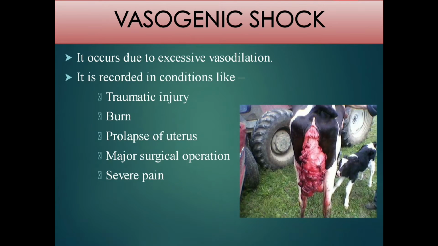Coming on to vasogenic shock. Vasogenic shock is recorded in severe traumatic injury, prolapse of uterus, in case of severe burns, and major surgical operations and severe surgical pain.